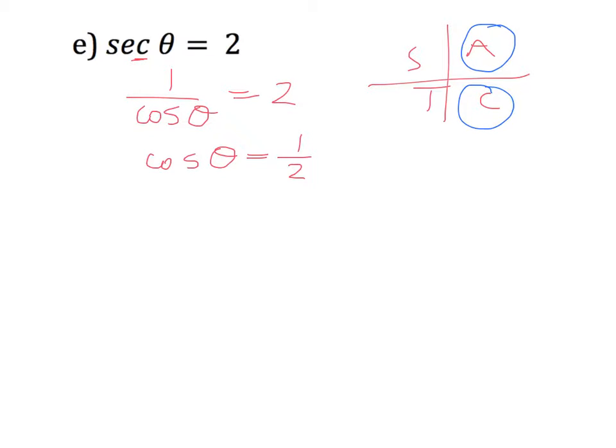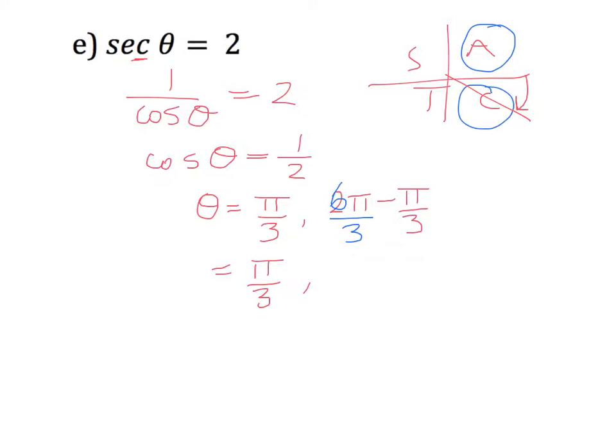Half is one of our exact values there. Remember, sine 30 is a half, so cos 60 is a half, and 60 is pi on 3 radians. So there's our angle in the first quadrant, and in the fourth quadrant then it's going to be 2 pi minus pi on 3. So our angles are going to be pi on 3, and finding a common denominator there changes that to a 6. 6 minus 1 is 5 pi on 3. So there's our two angles.